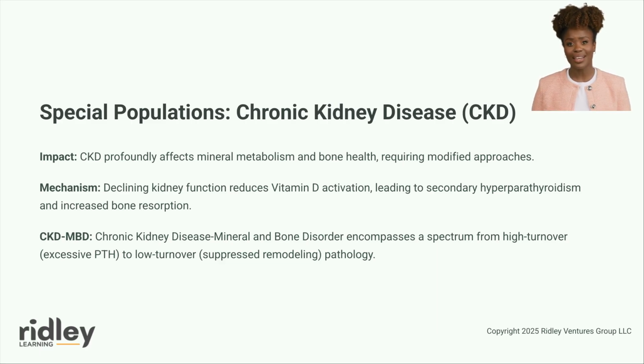Let's begin with chronic kidney disease. CKD profoundly affects mineral metabolism and bone health through mechanisms that distinguish it from primary osteoporosis and require modified diagnostic and therapeutic approaches. As kidney function declines, the ability to convert 25-hydroxyvitamin D to its active form, 1,25-dihydroxyvitamin D, diminishes. This leads to reduced intestinal calcium absorption and secondary hyperparathyroidism, with increased parathyroid hormone secretion. Elevated PTH stimulates bone resorption to maintain serum calcium, contributing to bone loss.